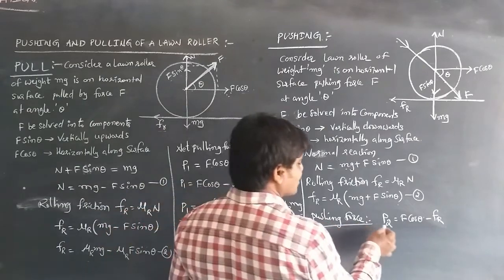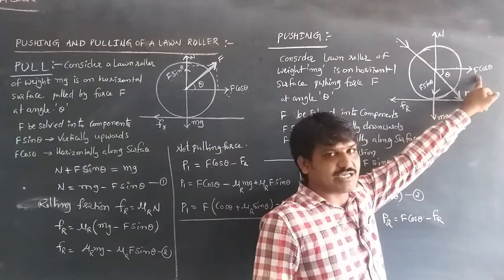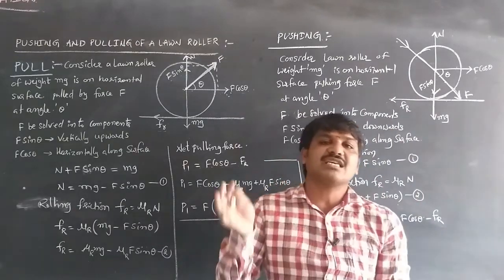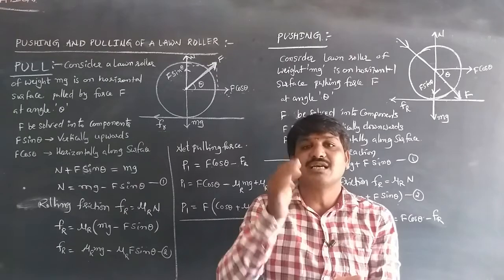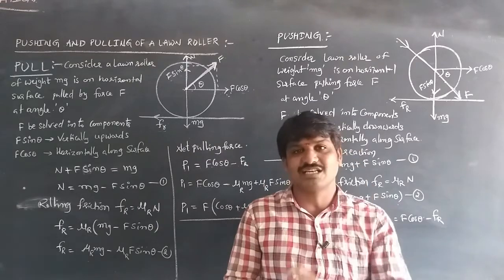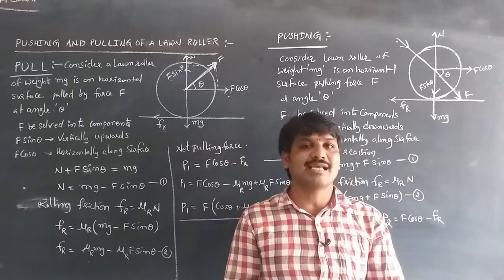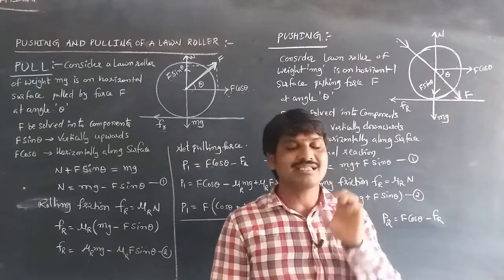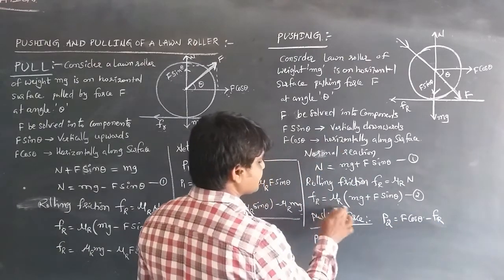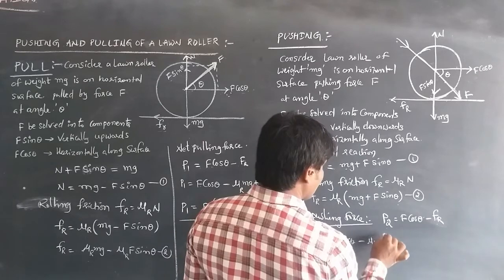So here also, for the pushing force, P2 is equal to F cos theta minus Fr. The body is moving in the direction of F cos theta, more than the rolling friction acting in the opposite direction, so some external force is acting on that body more than the rolling friction. That is the net external force due to which the body is rolling. That net pushing force is P2 is equal to F cos theta minus Fr. So P2 is equal to F cos theta, and Fr we know is mu r mg.